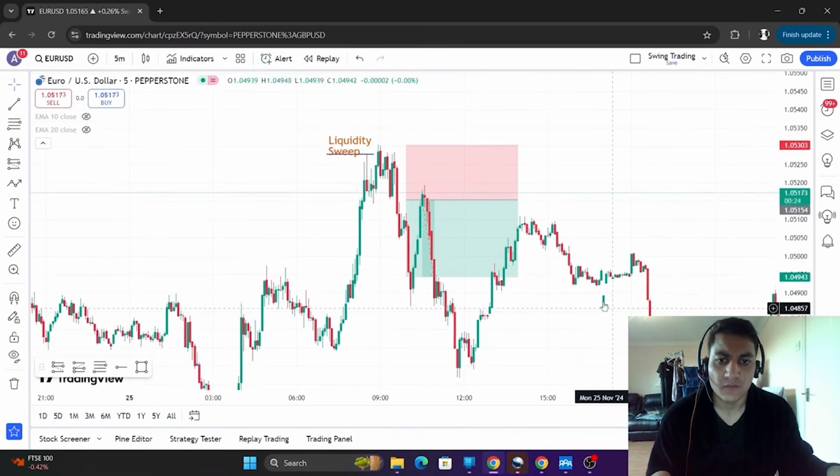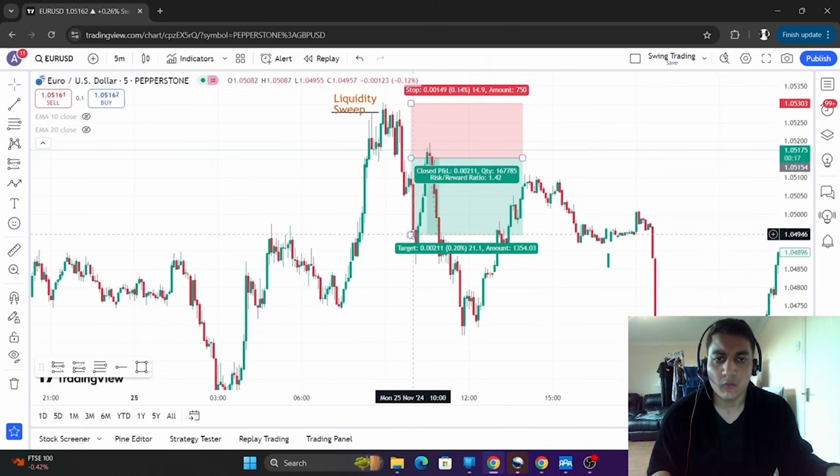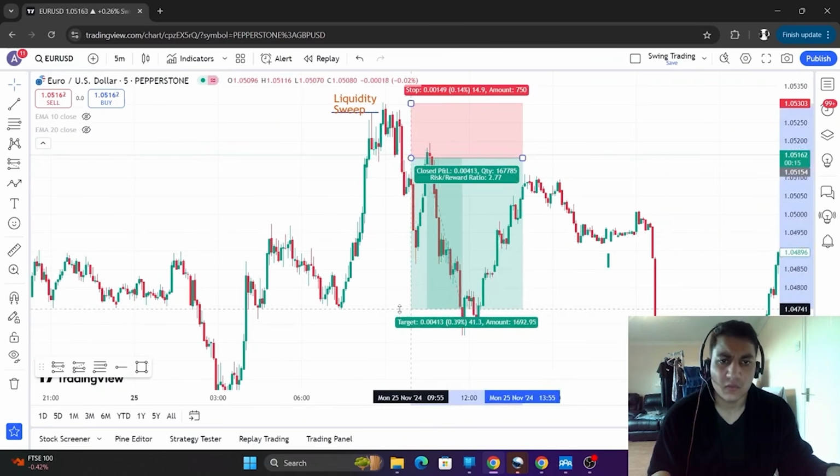And what we're going to do is target the opposing liquidity, which is here. Easy liquidity right here, and you've got relative equal highs. So what risk to reward does that give us? 2 to 1, or about 2.7. Just about a free risk to reward ratio.